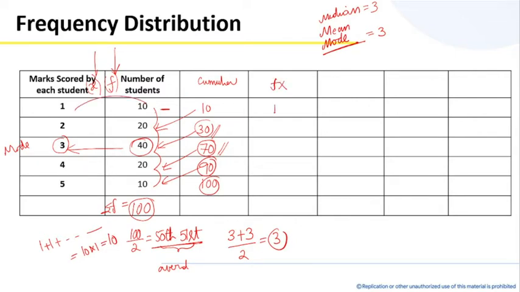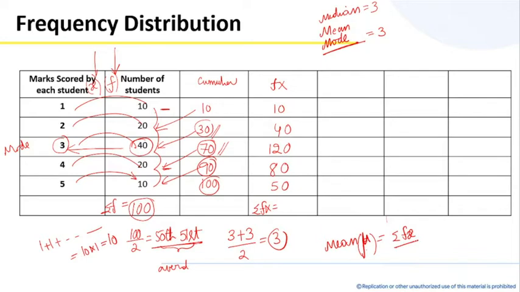So 1 into 10, which is 10, 2 into 20, which is 40, 3 into 40, which is 120, and similarly 4 into 20, which is 80, 5 into 10, which is 50. If you look at this, it is represented with sigma fx. In fact, mean in the frequency distribution is represented with mu. It is nothing but sum of the observations divided by number of observations, or we can also say sigma fx by sigma f. So if you look at 10 plus 40, 50, 50 plus 120, 170, plus 80, 250, plus 50, which is going to be 300.